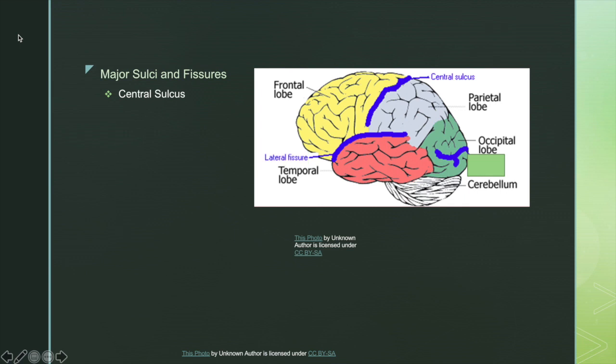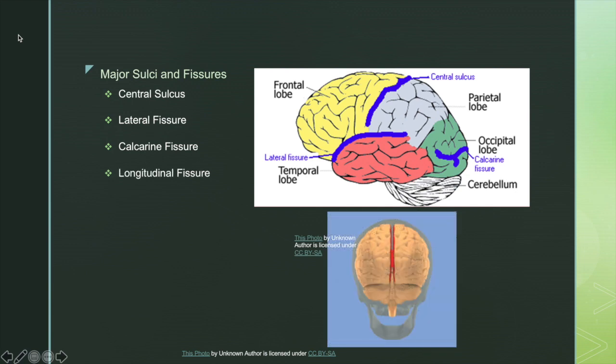There's the lateral fissure that separates the frontal and temporal lobes, as well as part of the parietal and temporal lobe. The calcarine fissure is called a spur-shaped fissure, and it's right there in the middle of the occipital lobe. And finally, there's the longitudinal fissure. That's the deep fissure that divides the brain into two hemispheres.